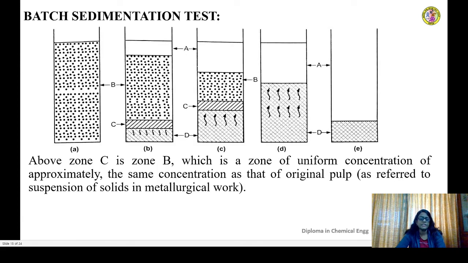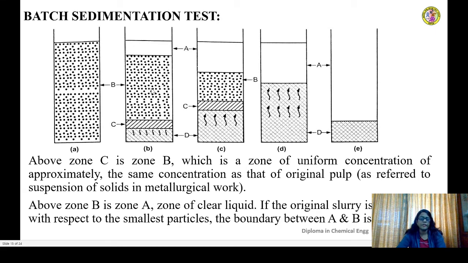So above zone C is zone B. Zone B contains uniform concentration, similar to the concentration of the initial pulp. Pulp is another term used to describe the slurry. So whatever concentration was there initially in the original pulp or slurry, the same concentration will be present in zone B in the observations taken after the settling process has proceeded over a certain period of time.